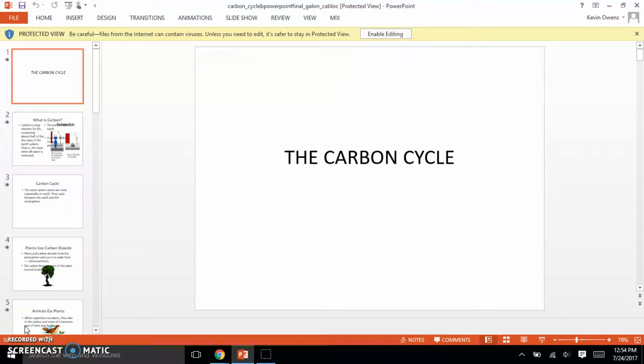Today we're going to discuss the carbon cycle. And most of you are probably familiar with it. You probably did a lot of this in early or middle school.